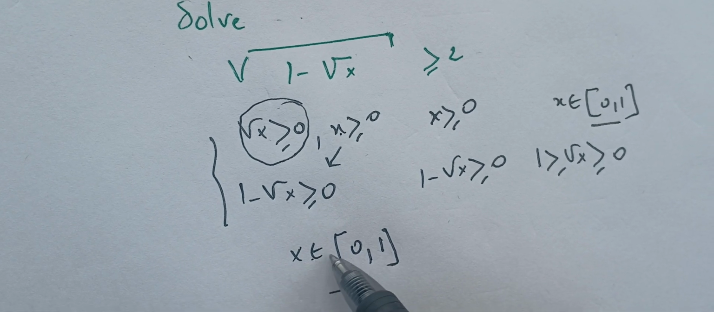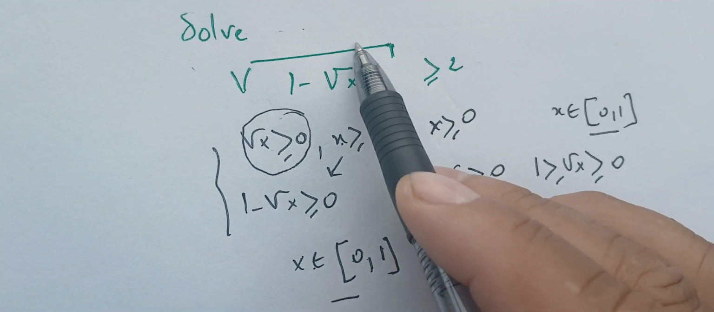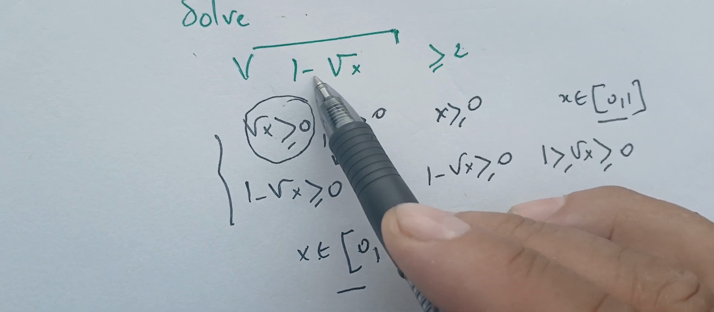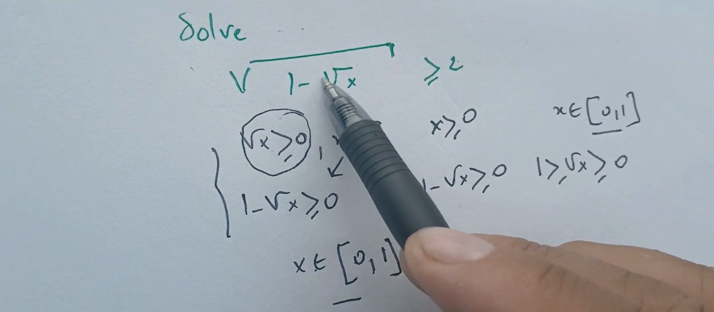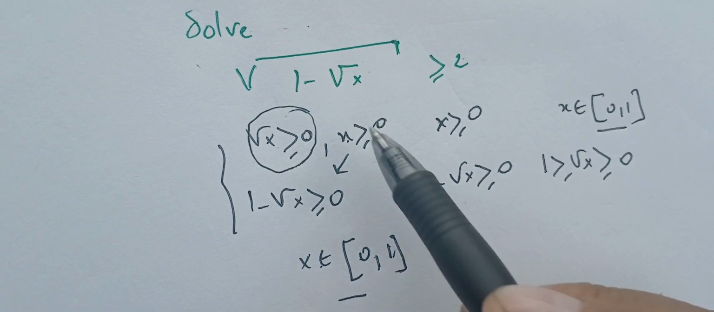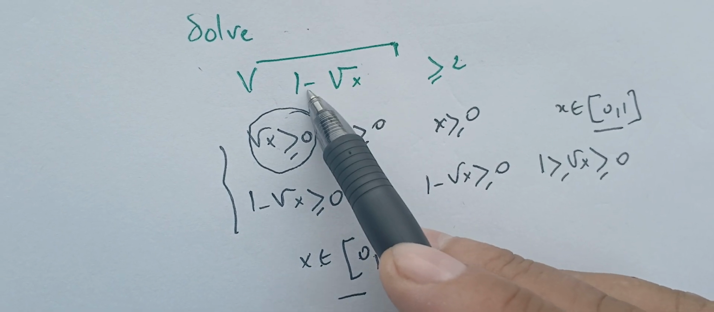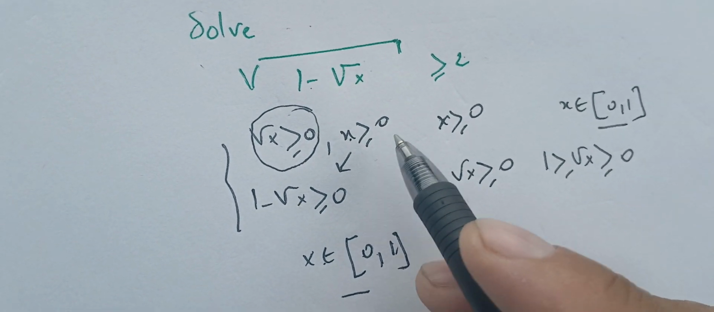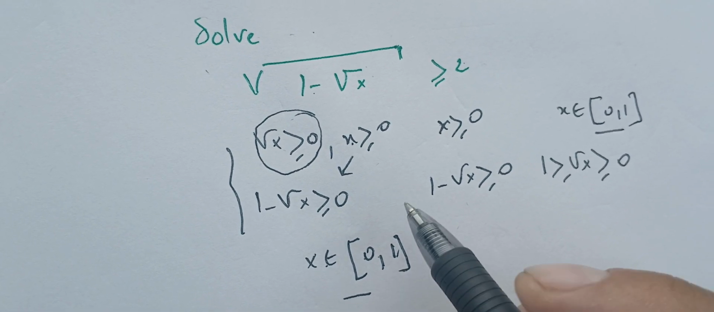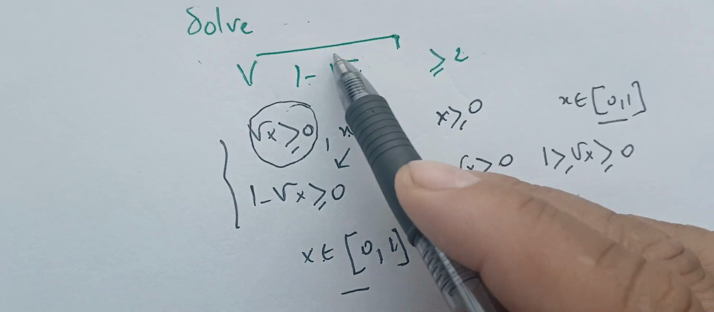Now we see that when x is between 0 and 1, without squaring anything, we can just see that this one is decreasing. So 1 minus square root of x: when x is 1, we have 0. When x is 0, we have 1. So in fact, this one never exceeds 1.